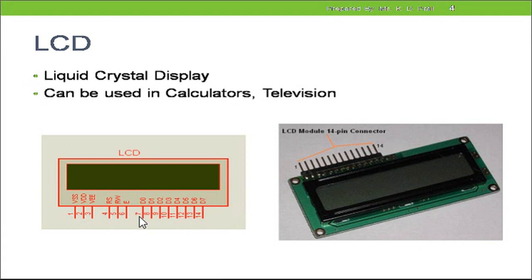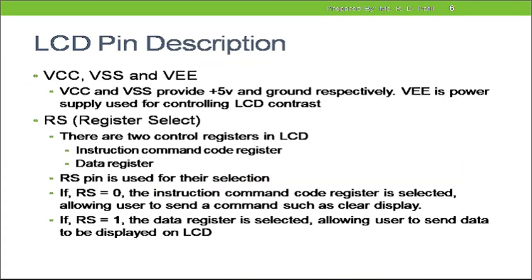Out of those 14 pins, pin number 7 to pin number 14 are data lines. Pin number 5, pin number 4 and pin number 6 are read/write, register select and enable respectively. And pin number 1, 2, 3 are VSS, VDD, VEE pins respectively. Let us see each pin in detail.